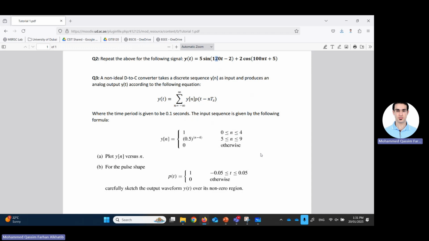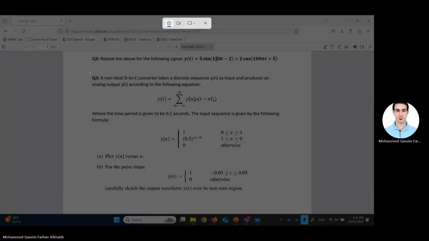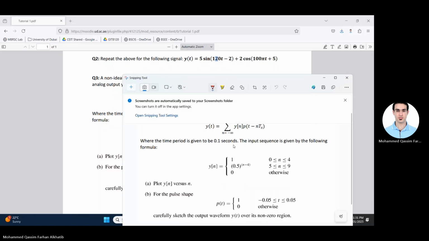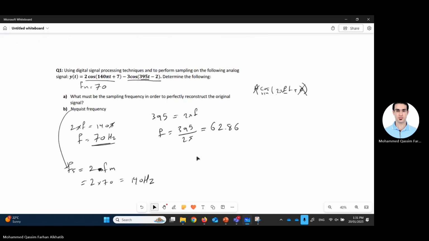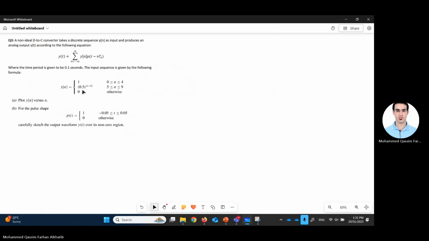Now, first part, plot y of n. So let me take a screenshot of this. Take the whole question. Copy. All right, so this is the expression that I want to draw. That's y of n. So I don't need this one actually.